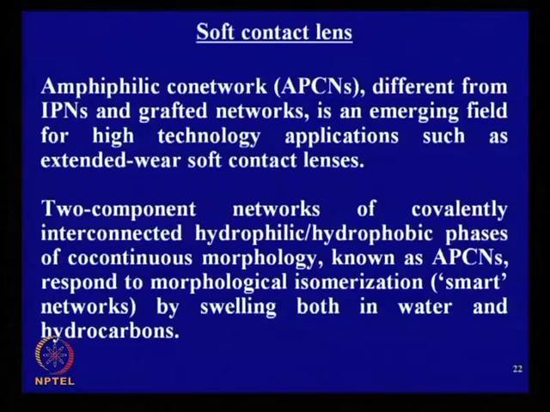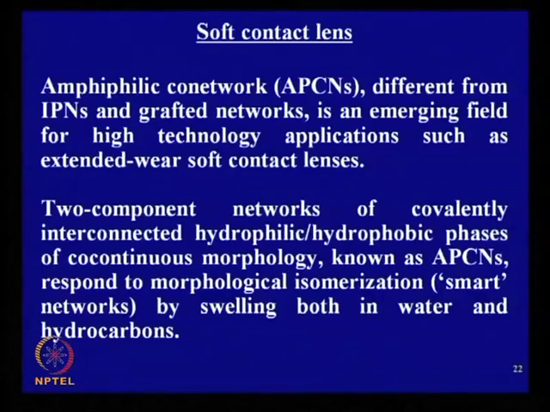People have seen that if we take such an amphiphilic IPN, probably that can make a balance of this hydrophilicity and hydrophobicity, and that can lead to a successful contact lens, as well as it is soft. It is not only softness; other properties like stability and inertness should also be developed. So, IPNs and grafted networks are an emerging field for high technology applications such as extended wear soft contact lens.